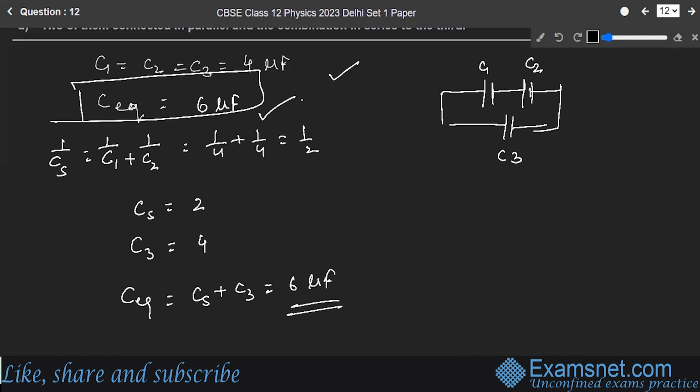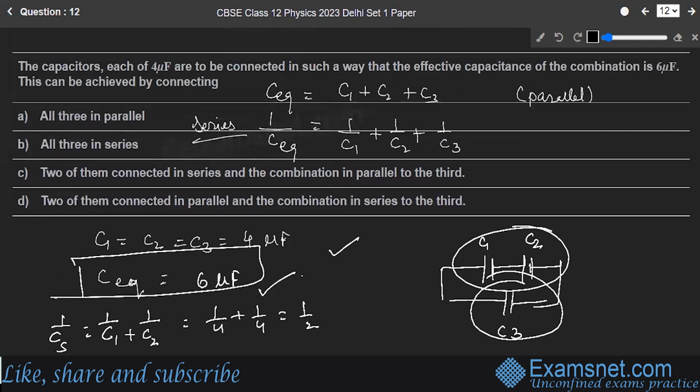That means the first two are in series, and the resultant is connected in parallel with the third. This is the third option, option C. Hope you're clear with this. Let's move to the next question then.